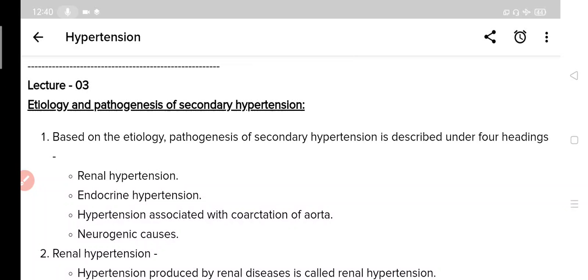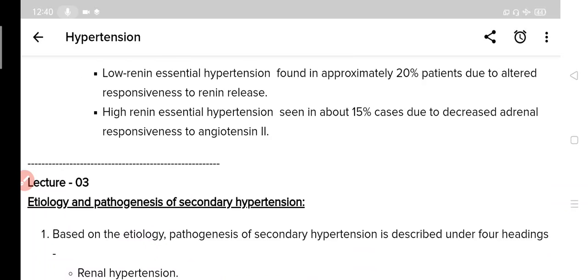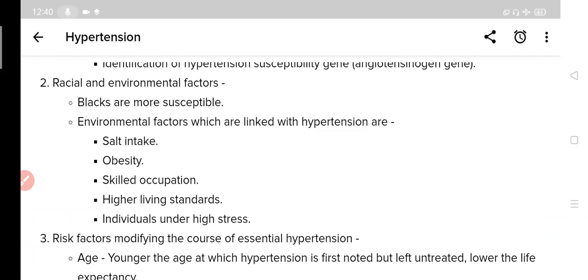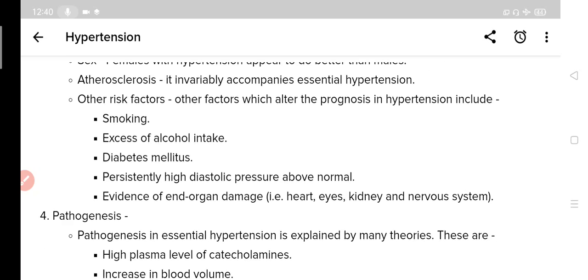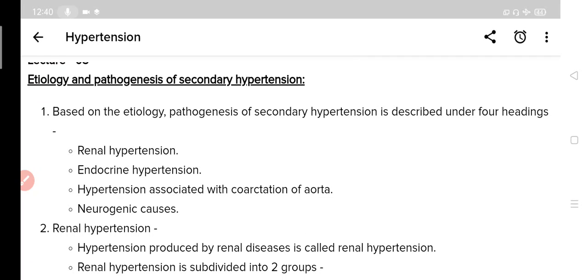Let's start with our third and final lecture on hypertension. Today, first we will look at etiology and pathogenesis of secondary hypertension. As you know, earlier we have already looked at etiology and pathogenesis of primary hypertension. So now today we will cover secondary hypertension.